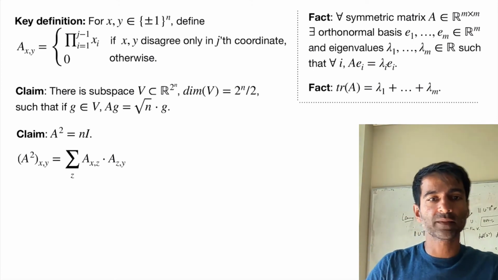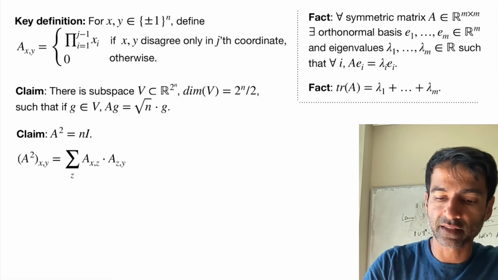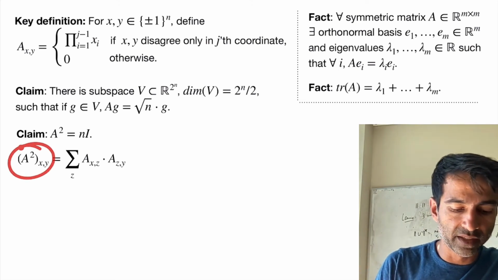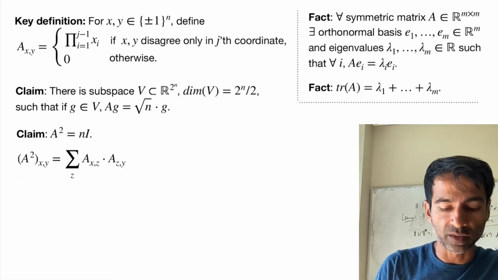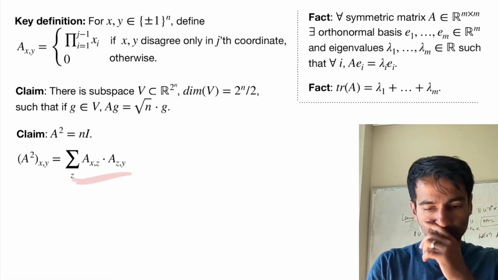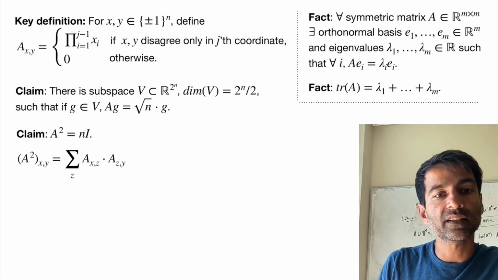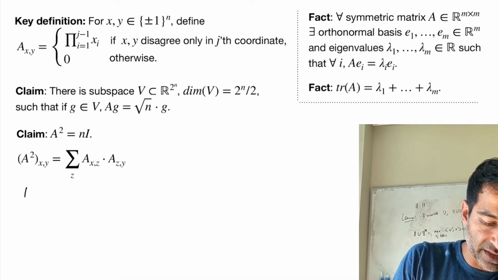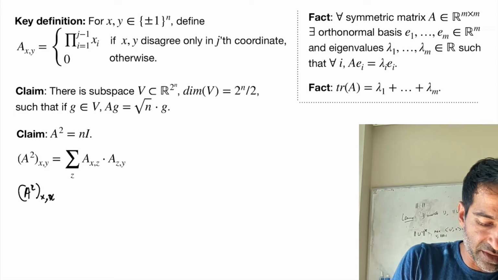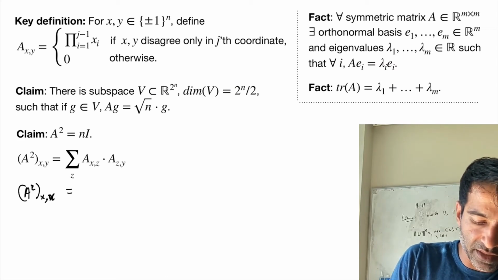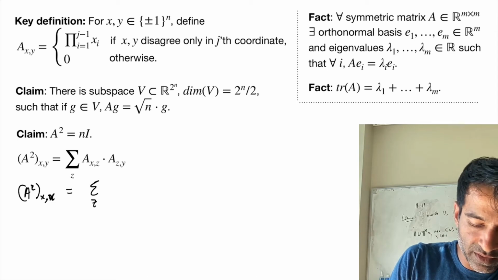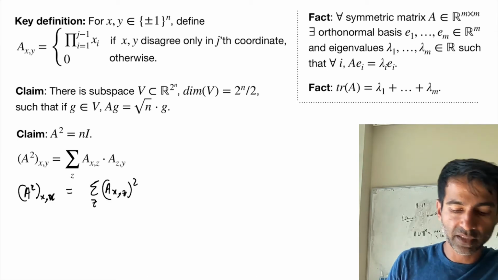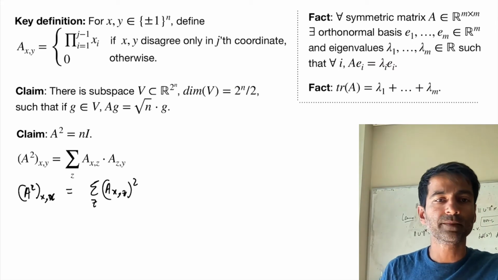So to do that, we just write down the formula. Let's compute the coordinates of A squared. The xy coordinate of A squared is equal to this expression. And if x is equal to y, so if you look at the diagonal entries of A squared, this is equal to this number.